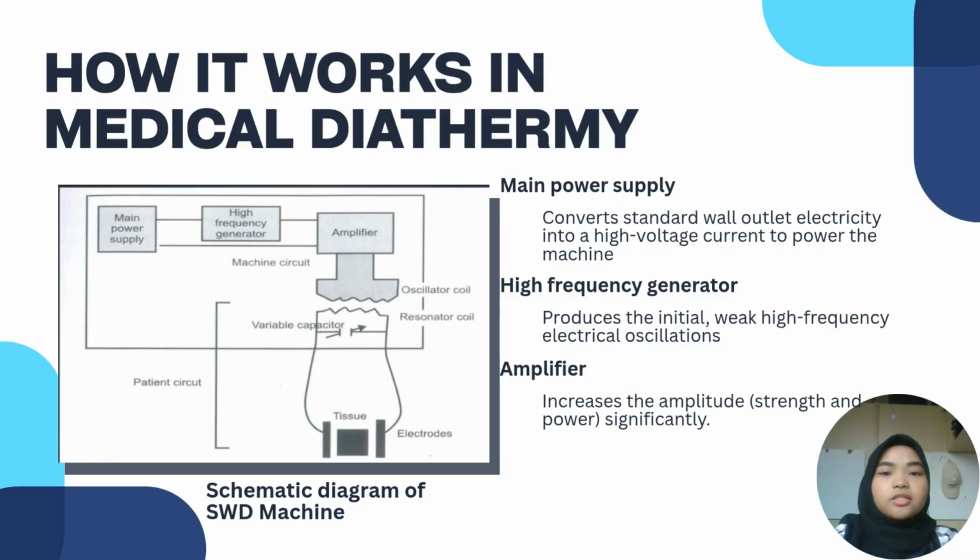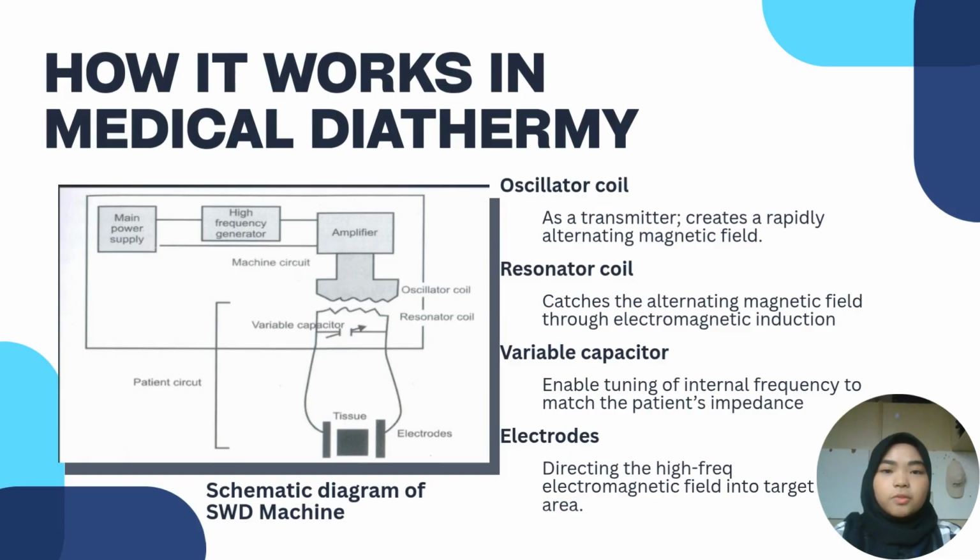Next, the amplifier takes the weak high-frequency signals from the generator and increases the amplitude significantly to ensure the energy is powerful enough to penetrate deep human tissue. The oscillator coil functions as a transmitter and creates a rapidly alternating magnetic field. A resonator coil placed directly opposite the oscillator coil catches the alternating magnetic field through electromagnetic induction, thus transferring the radio frequency from the machine circuit into the patient circuit.